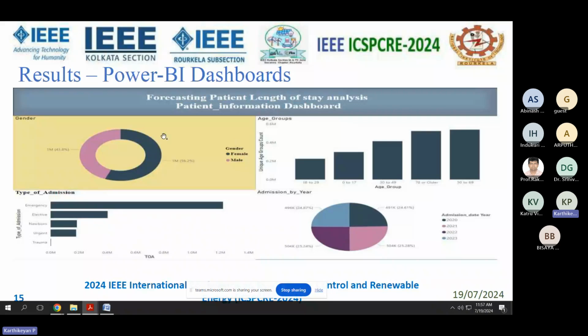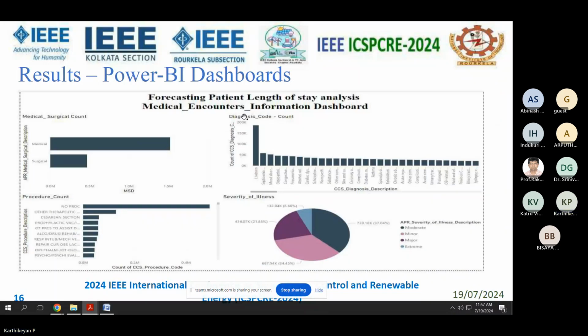We are performing this analysis on historical data in a hospital: female patients, how many patients have stayed, which age group patients have stayed, the type of admission counts, and the admissions by year.